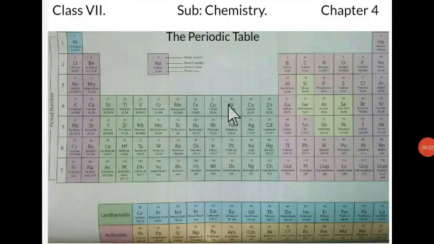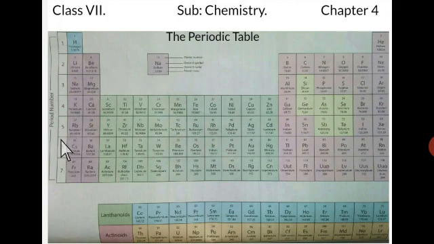Hello students, today we will discuss a topic of class 7, subject chemistry, chapter 4, atomic structure. Today's topic is the periodic table. Students, you already know that a periodic table is a representation of all the elements. A periodic table shows all the elements in an arranged manner.